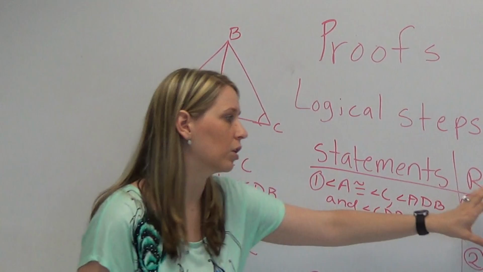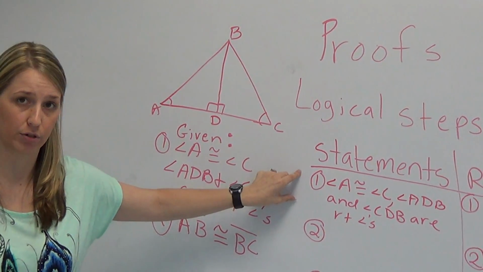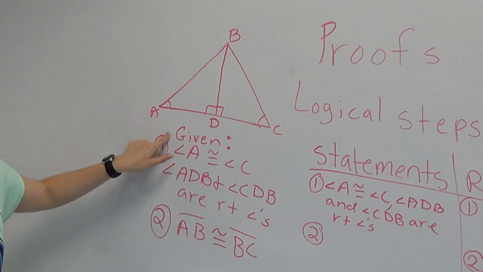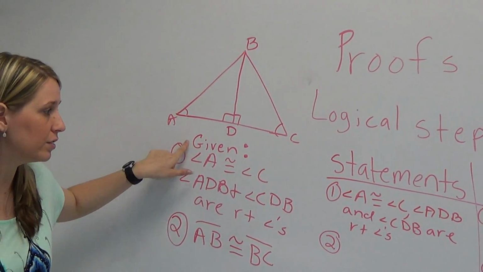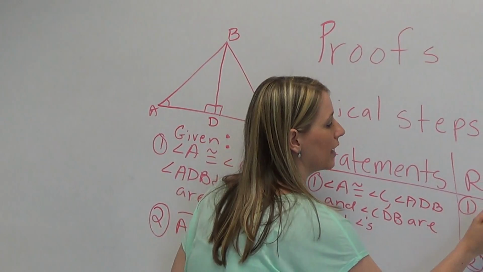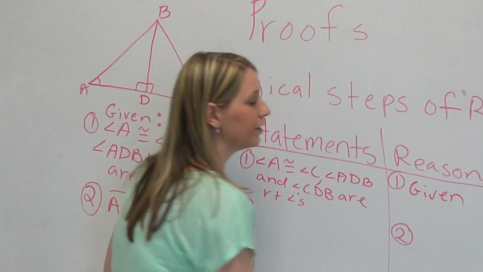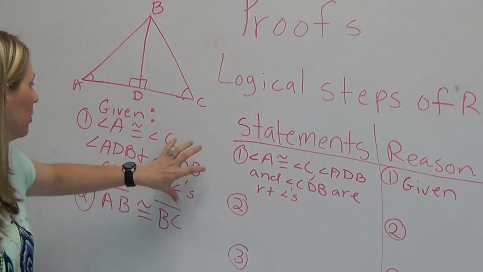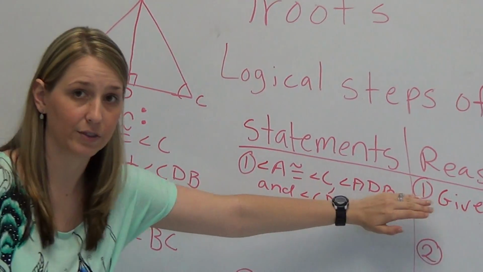And then your reasons are, how do I know that this is true? Okay? So how do I know that all this stuff is true? Well, they gave it to me, right? So my reason for all this is that it is given in the beginning. So your first step is usually going to be whatever your given is, and your reason is given.